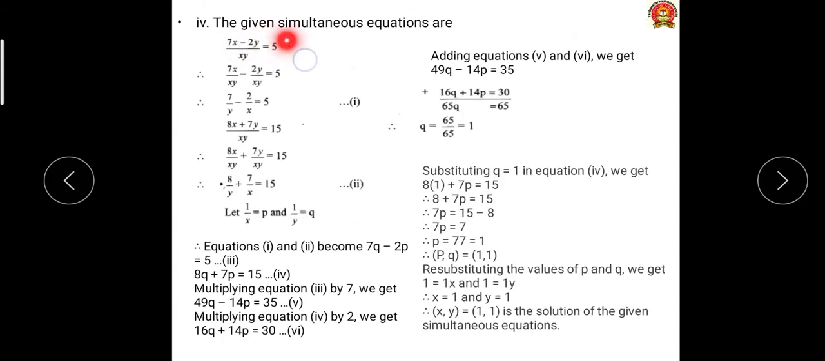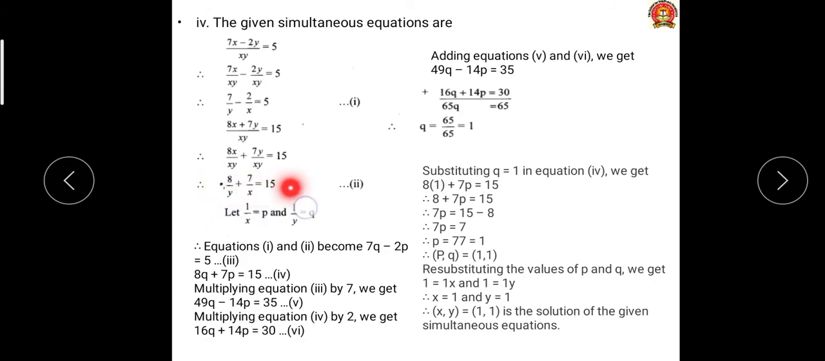Now next, see the given simultaneous equations: 7x minus 2y upon xy is equal to 5. Listen students, I am taking here some hard questions. Simple question, I know that you can solve. 7x minus 2y upon xy is equal to 5 and 7x upon xy minus 2. Now I am separating the denominator. After separating the denominator, what will you get? 7 by y minus 2 by x is equal to 5, the first equation. Similarly, from the second equation, 8 by y plus 7 by x is equal to 15.